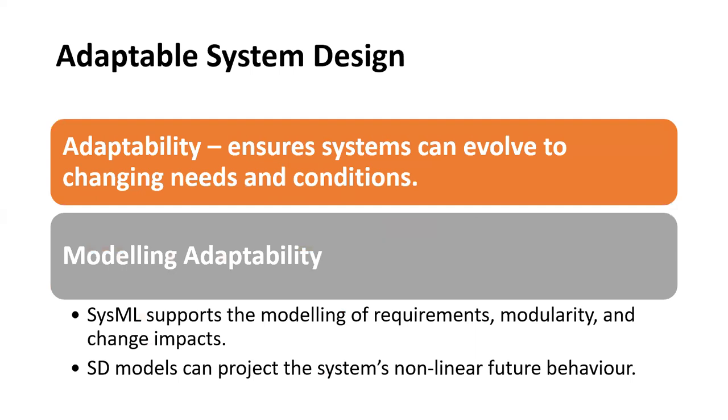So in terms of adaptable system design, adaptability ensures that systems can evolve to changing needs and conditions. And modeling adaptability with SysML and system dynamics: SysML supports the modeling of requirements, modularity, and change impacts, while system dynamics can project the system's nonlinear future behavior.